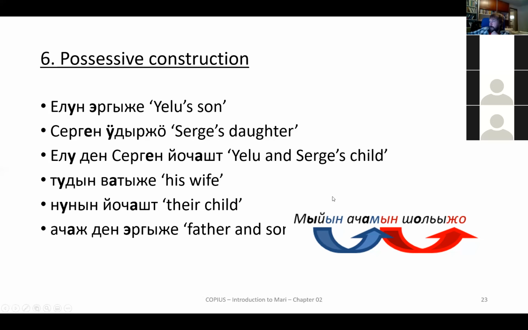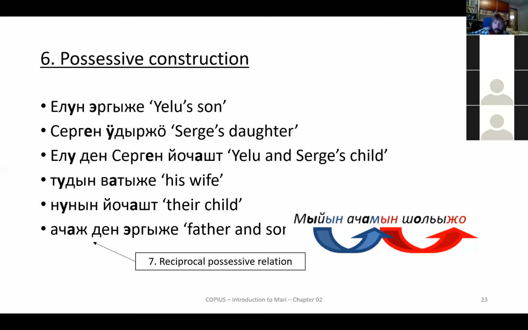So, yeah. Oh, and this is sort of blocked out here. And another thing just to be aware of is if I have acha and ergische, father and son, I can have here possessive suffixes on both, so that I can have a reciprocal relationship where both elements in the pairing are both possessor and possessed. Because it's the father's son and the son's father. It works both ways in this particular pairing.